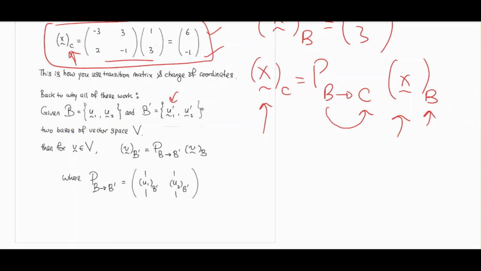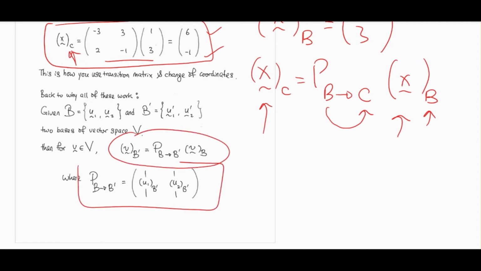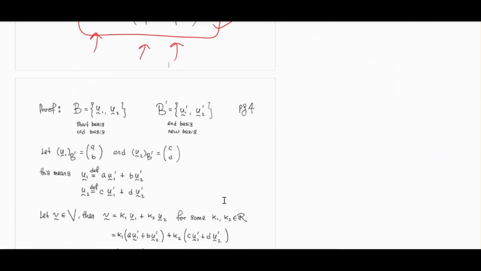How do we know that the way we construct this relationship works? How do we know that these coordinates are given by the product of these two matrices, where this matrix here, which is called the transition matrix, is given by this? Okay, so let's look at the proof. It's pretty easy to understand.